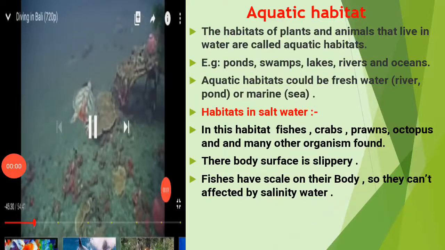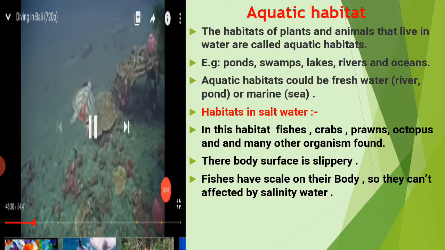Hello students, today I am going to explain the next topic of the chapter, the habitat of the living being, and that is aquatic habitat. Aquatic habitat means the habitat based on water. The habitat of plants and animals that live in water is called aquatic habitat, like ponds, swamps, lakes, rivers, and ocean. These all are the aquatic habitat.